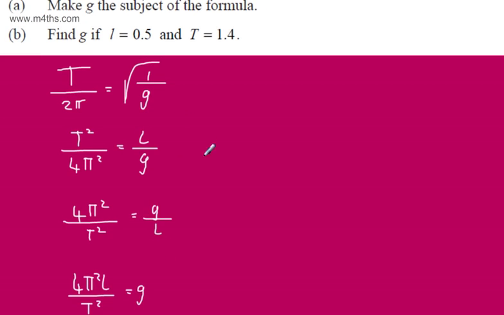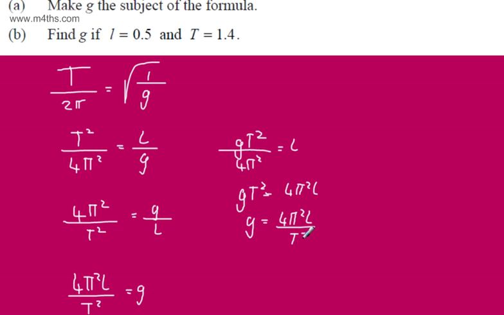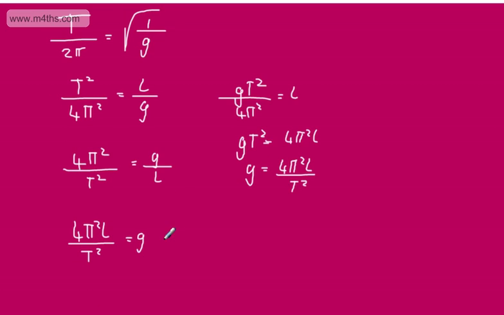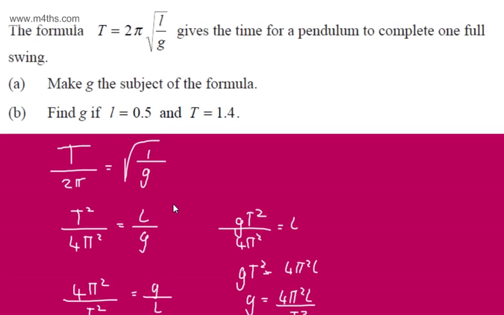Now you might think to yourself, well, at this stage I don't want to invert the fractions. All you're going to do now at this stage then is multiply both sides by G. So you can say GT squared over 4 pi squared is equal to L. Multiply both sides, so GT squared is equal to 4 pi squared L. And then what we're going to do now at this stage is simply divide by T squared. So G is going to be equal to 4 pi squared L divided by T squared. And we can see we get exactly the same expression. I'm just using a slightly alternative method.